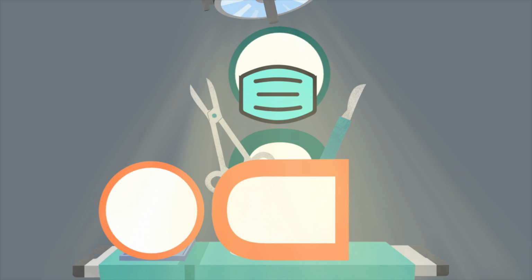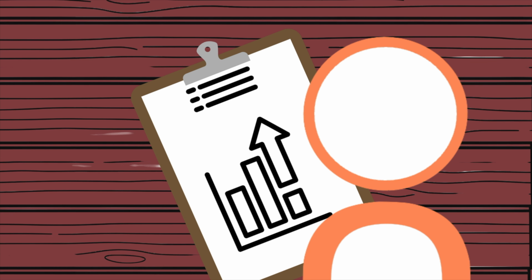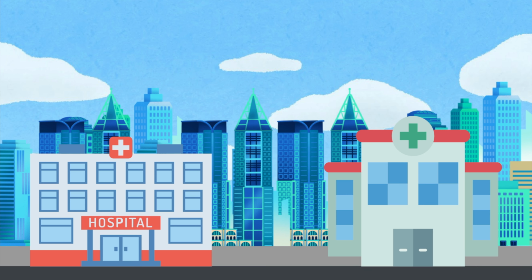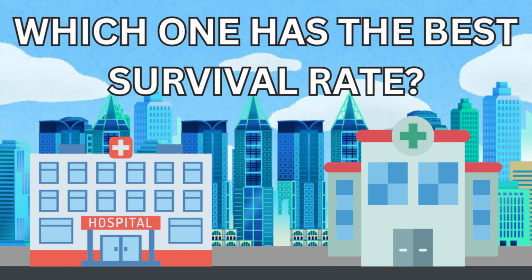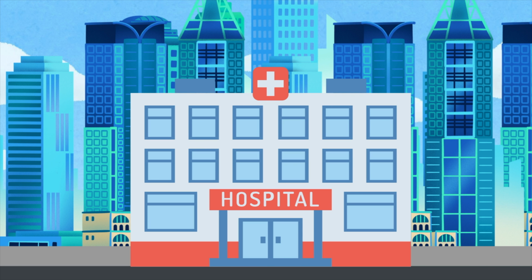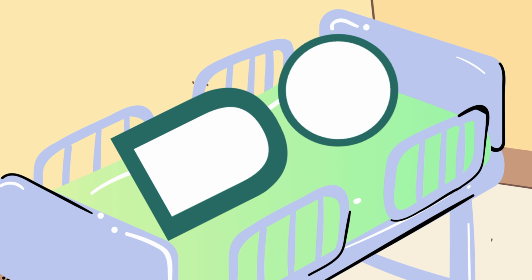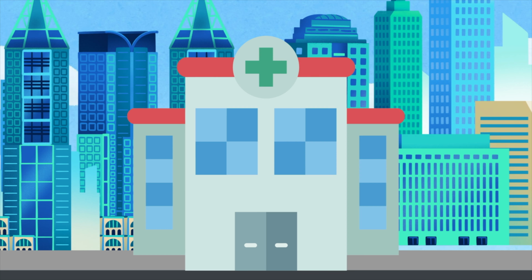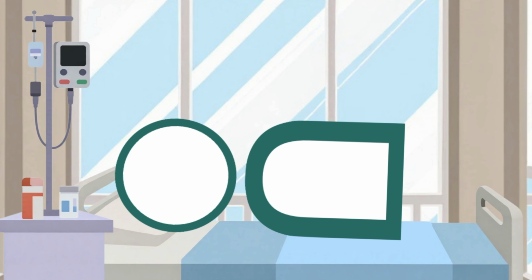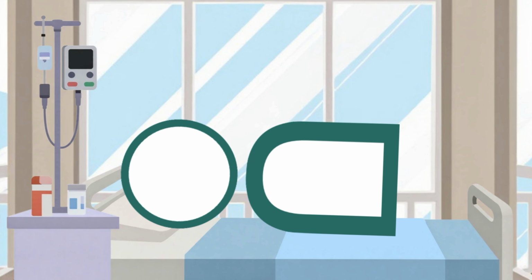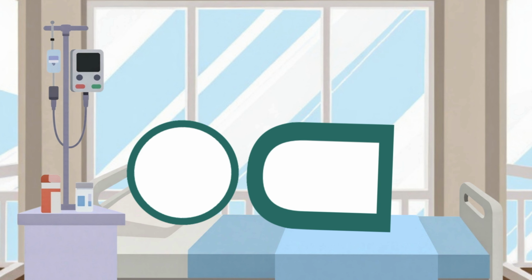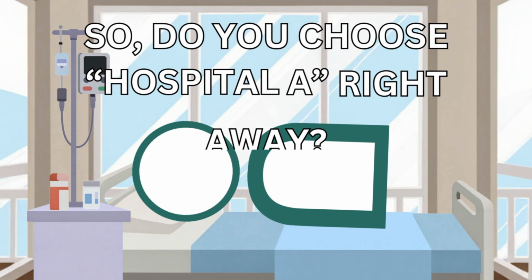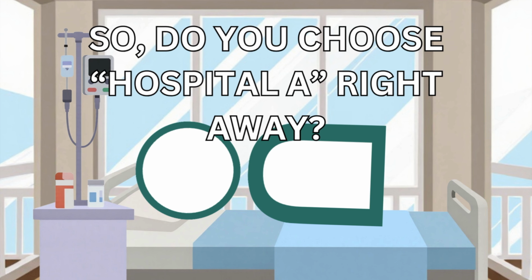Imagine you need a risky surgery. You pull up the stats for 2 hospitals in your city to see which one has the best survival rate. At Hospital A, 90 of the 100 patients survive surgery. That is a 90% success rate. At Hospital B, 80 of the 100 patients survive surgery, an 80% success rate. So, do you choose Hospital A right away?